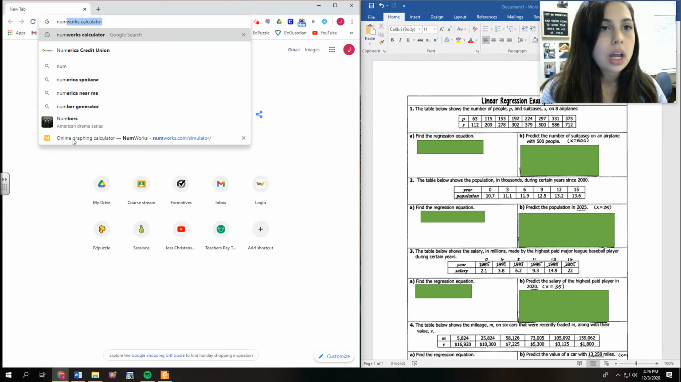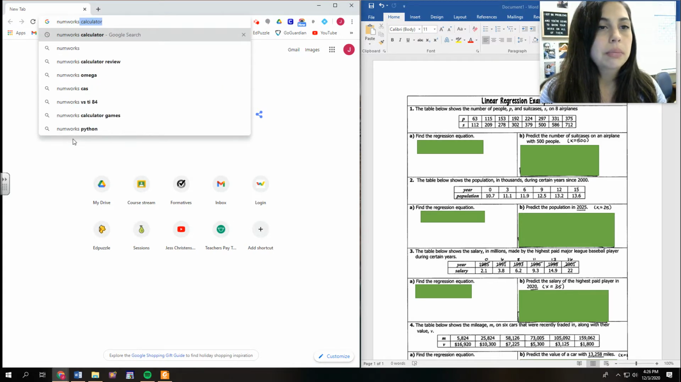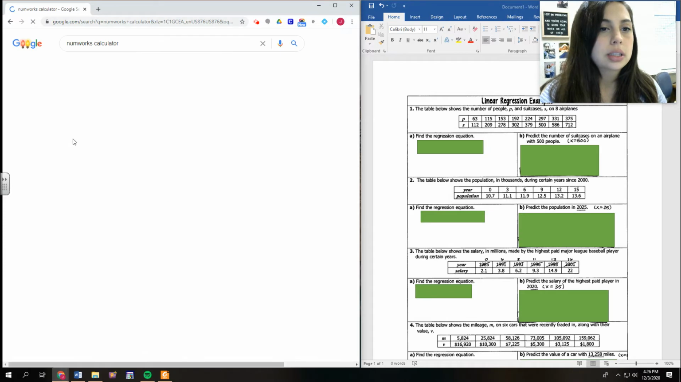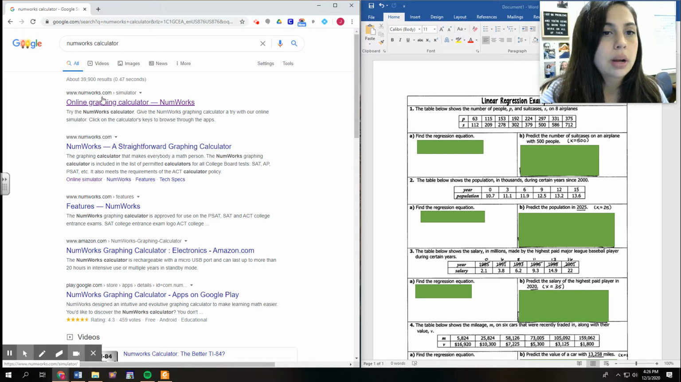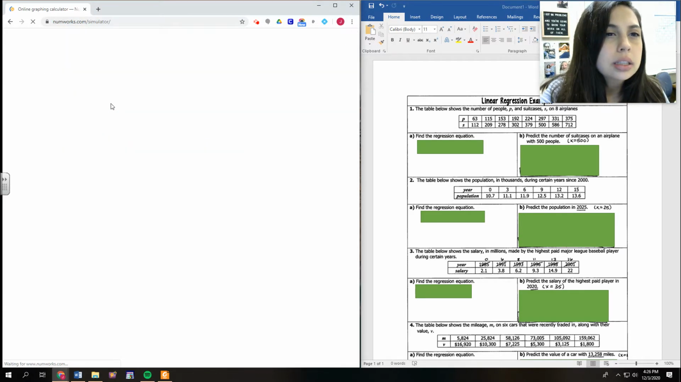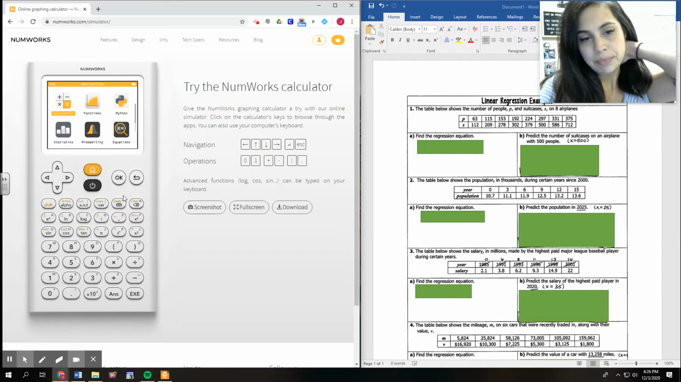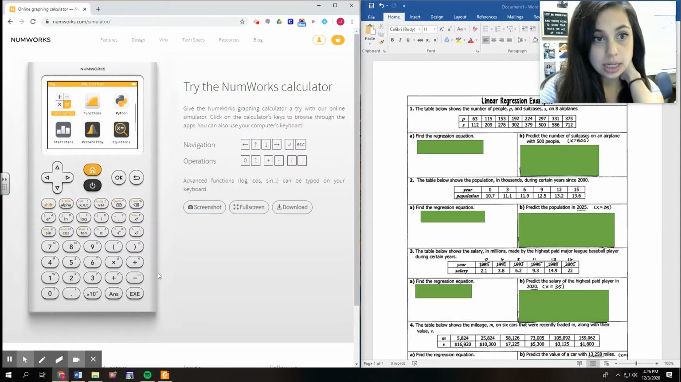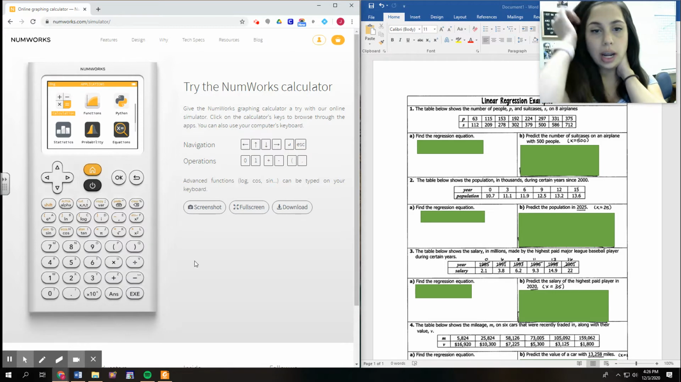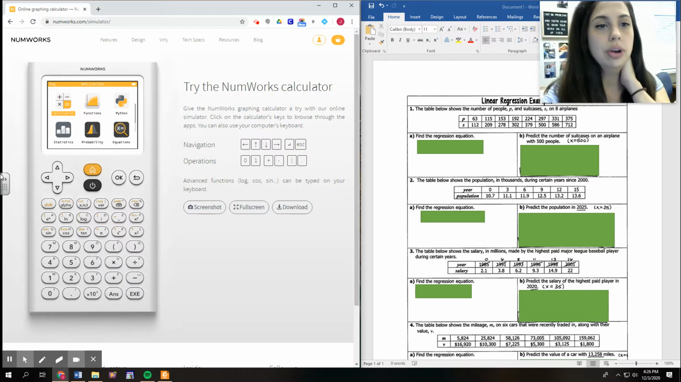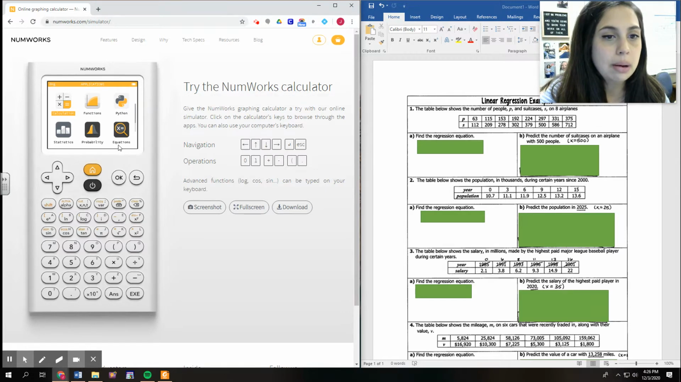If you just Google NumWorks calculator, it's the first one, numworks.com/simulator, and you have this calculator that pops up. It's a little bit different than the one that we have in class, but it does all of the same things. You'll have to use your keyboard arrows to toggle through the different applications we have here: calculation, functions, Python, statistics, probability, equations.